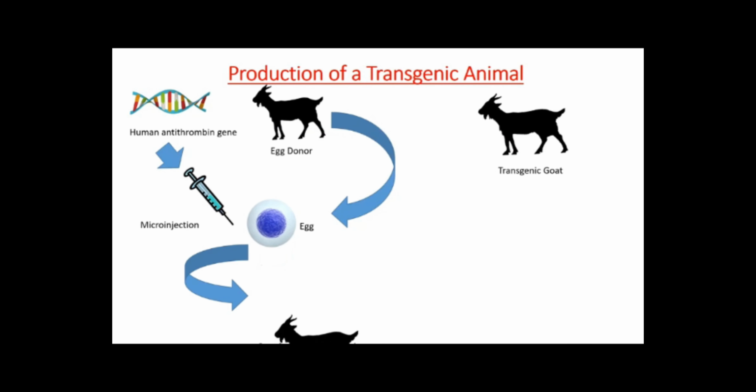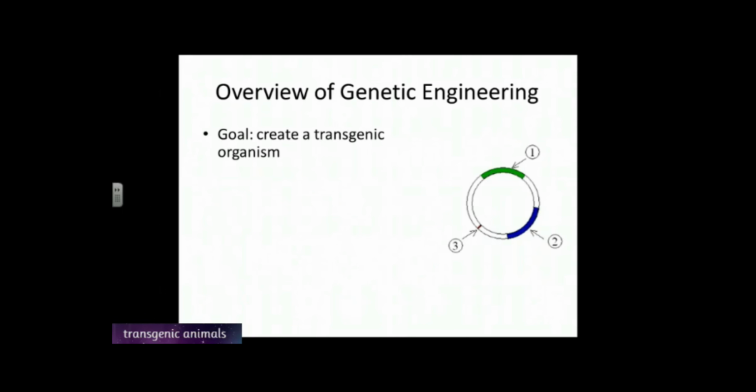The goal of genetic engineering is to create a transgenic organism. So what is a transgenic organism? It is an organism which has genes from two different places. It has genes from itself that it got from its parents, and it also has genes that were put into it by a scientist. So there are 3 steps to create a transgenic organism.